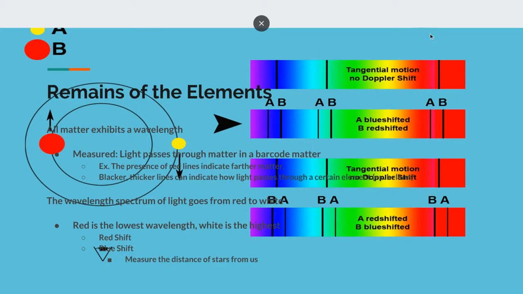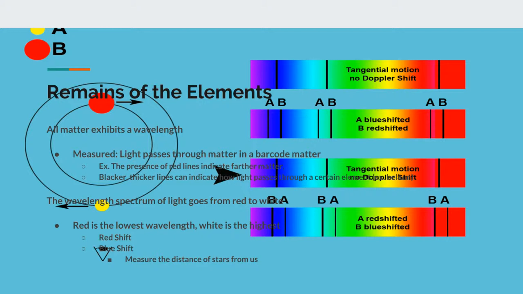So for our Doppler effect when it comes to light, first we have to understand exactly what we're looking at. What we're looking at are the remains of elements, because all matter exhibits a wavelength. So what you measure is the light that passes through matter, and it comes through in this barcode manner. You can see that the different colors of light as they pass through matter exhibit these barcodes that say something about the distance and or composition of that matter.